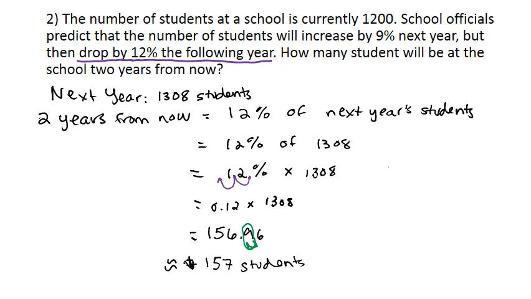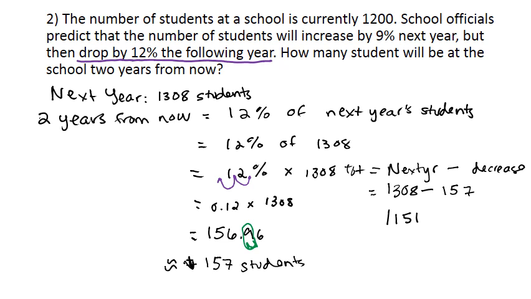So we're going to start with next year's students minus the decrease, and that will be equal to the total. So next year's students is 1,308 minus the decrease of 157. And then that will give me 1,151 students. Oh, and I should put approximately, because this is no longer an exact answer. So that means that 2 school years from now, there'll be approximately 1,151 students.